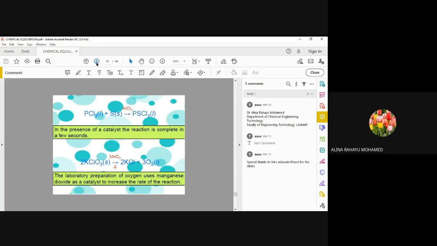And here we have potassium chlorate, and we add manganese dioxide to the reaction so that we have the formation of KCl, potassium chloride, and also oxygen. Now, this is a method to produce oxygen in the lab, and we can use manganese dioxide to accelerate or to expedite the process.